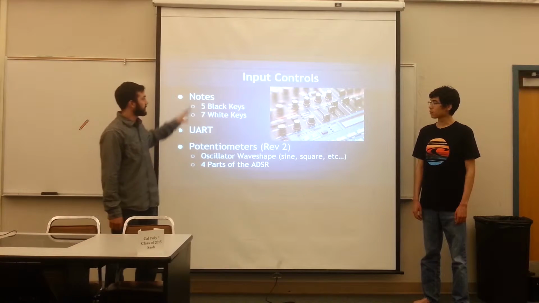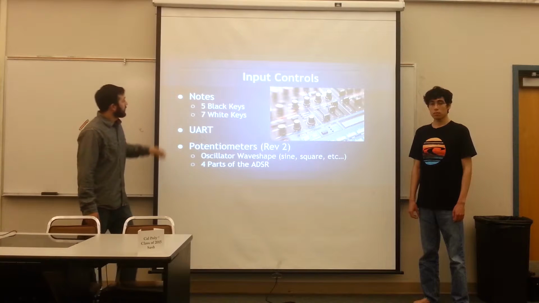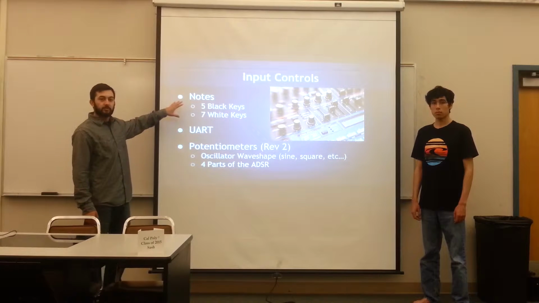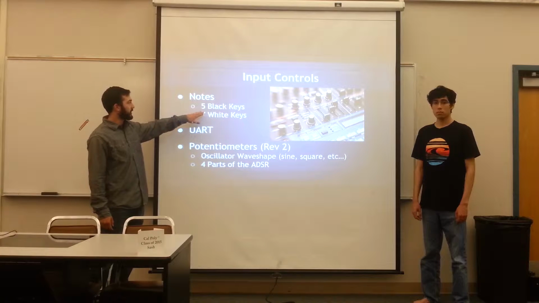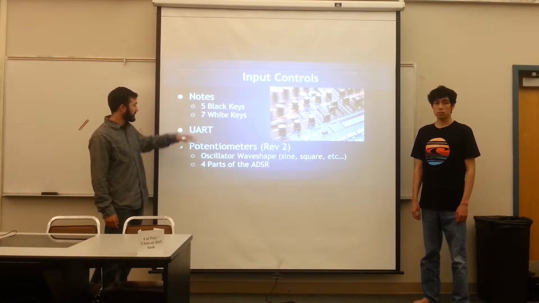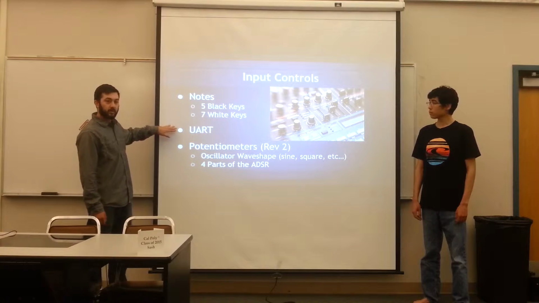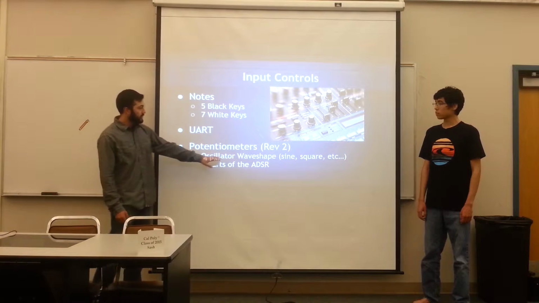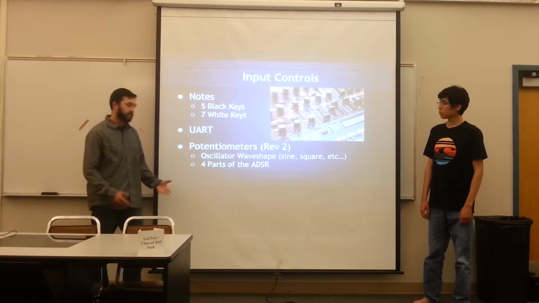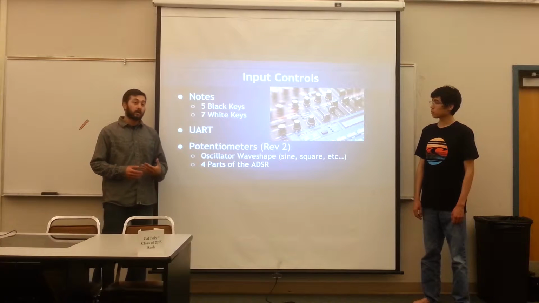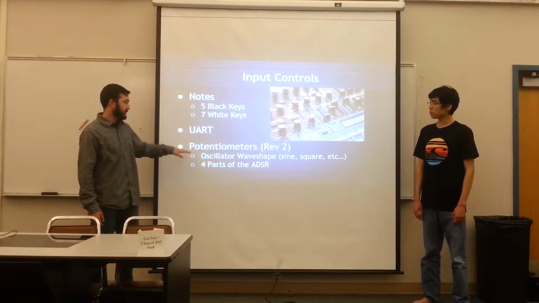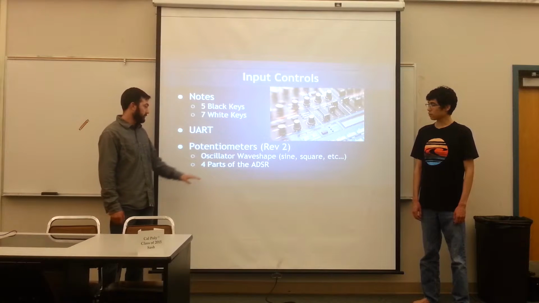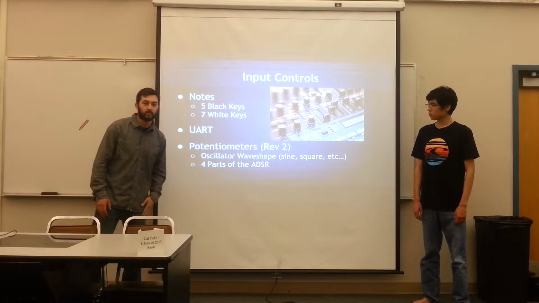Just real quick, a little more in depth about our input controls. We have 12 notes, so we have a full octave. Just like a piano, we have 5 black keys and 7 white keys. They're controlled through UART and a GUI that we use on the computer screen. Once again, a great Rev 2 for us is we have potentiometers that we could use as knobs, just to control certain things such as the oscillator wave shape and the 4 parts of our ADSR that we'll tell you about a little bit.